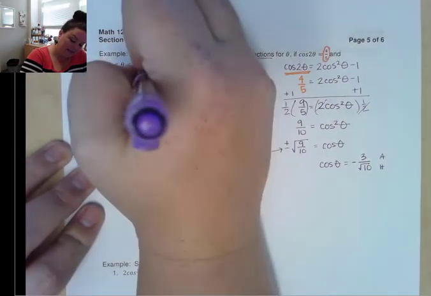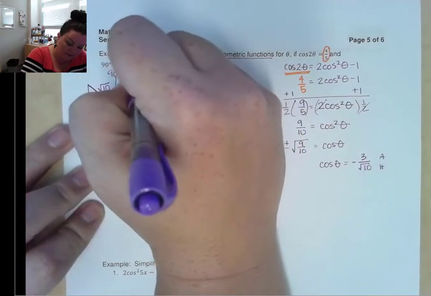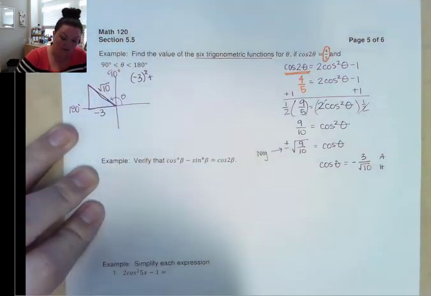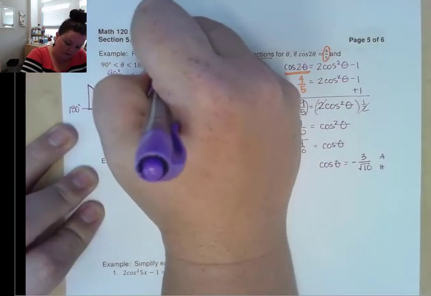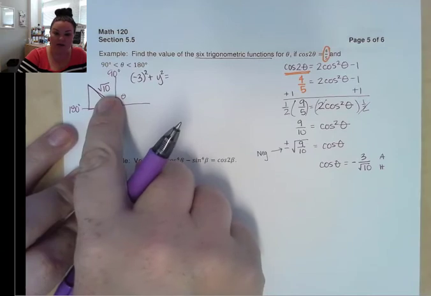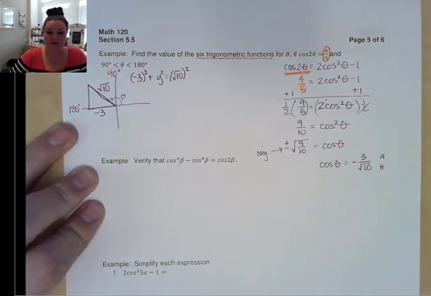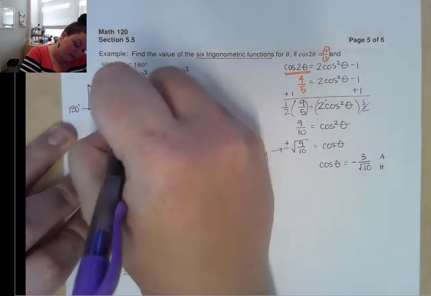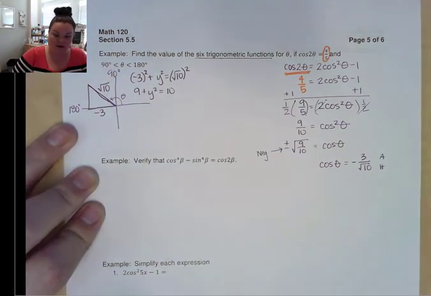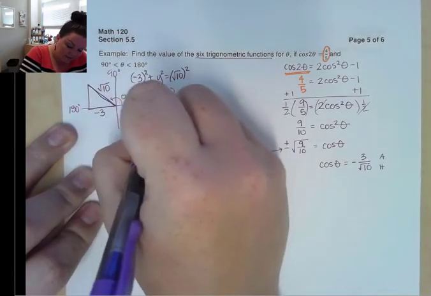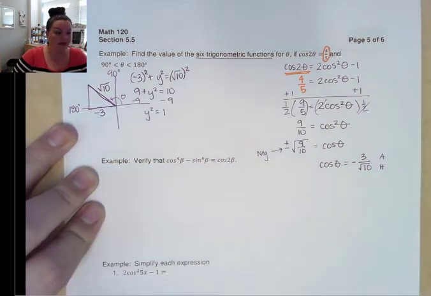So I'm going to go ahead and say for the Pythagorean theorem, we know that x squared, so negative 3 squared, plus our y squared, which we don't know, is equal to our hypotenuse squared. So square root of 10 squared. And when I simplify, that gives me 9 plus y squared equals 10. I move my 9 to the other side by subtracting. So that means that y squared equals 1.